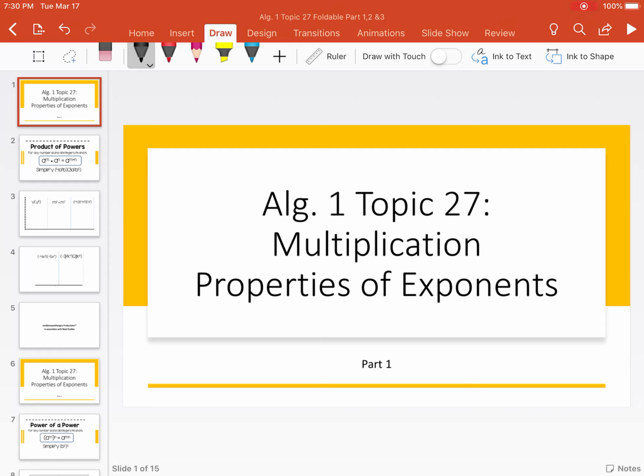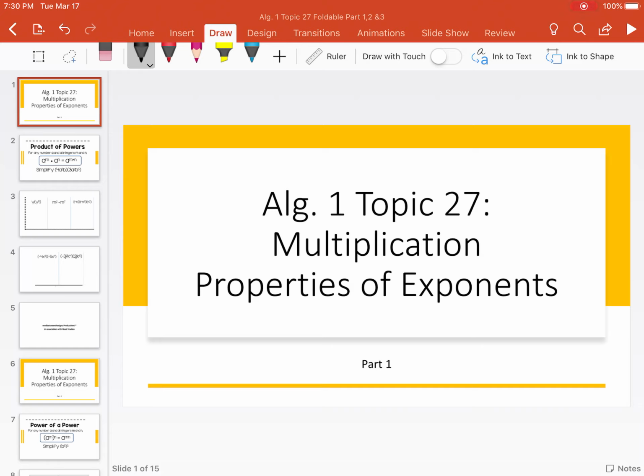And when you fold this foldable, it should be folded similar to a book, just like with our topic 26 foldable. But once you flip it over, there's a vertical dashed line right before it says multiplication properties of exponents, and that's where your page should stop. So it should stop there.